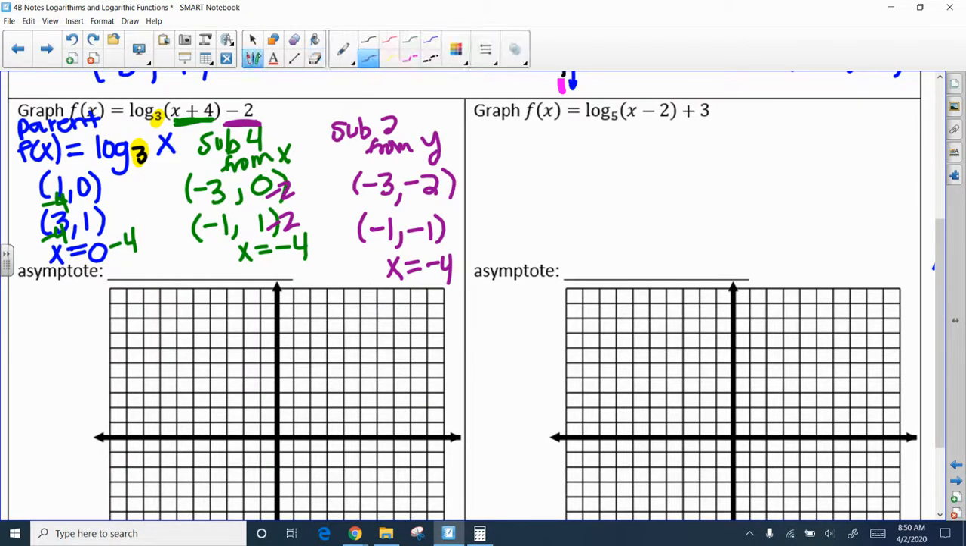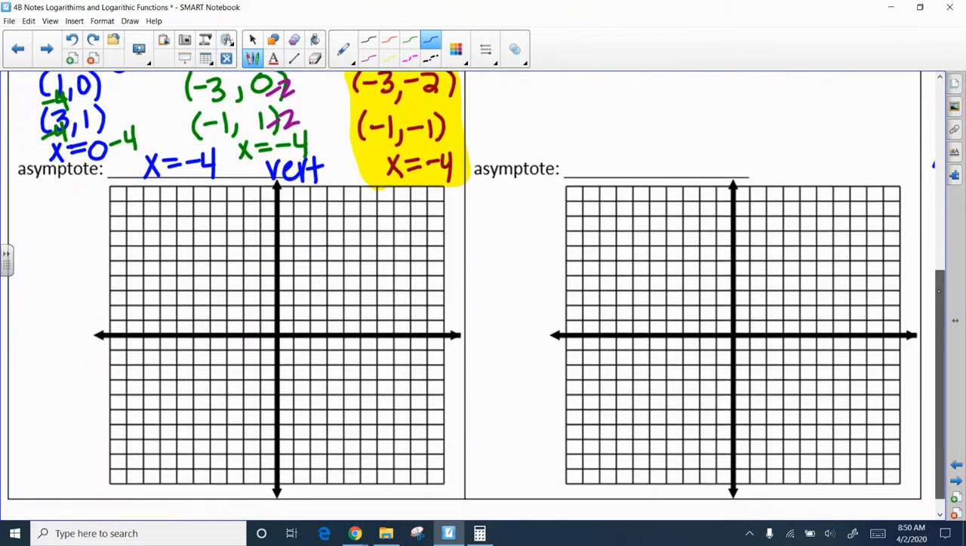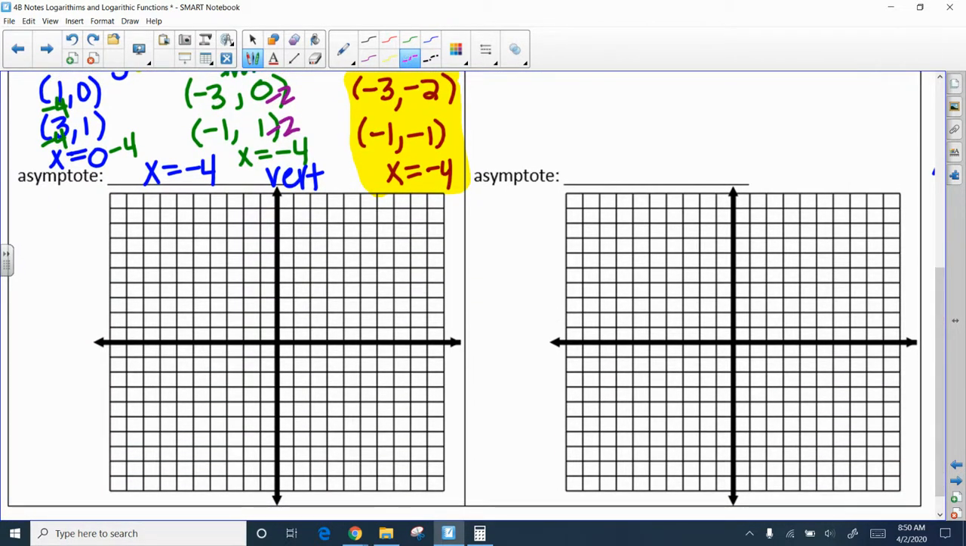All right, so that means these are my final points here and my final asymptote that I am going to graph. So my asymptote is x equals negative 4. Don't forget that this is a vertical line. So when we draw that in, it's crossing the x-axis at negative 4, and we're drawing it in as a vertical line.